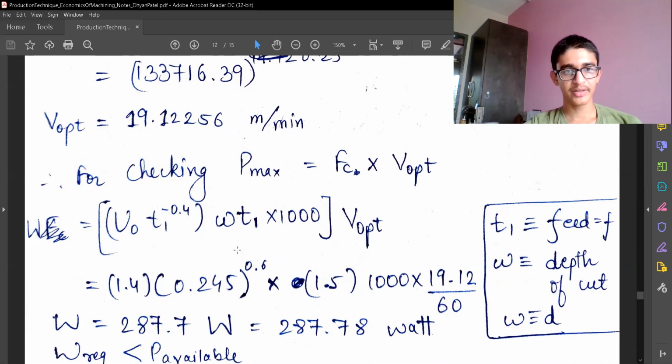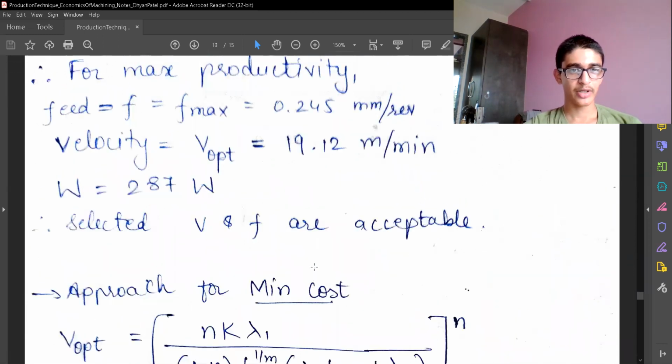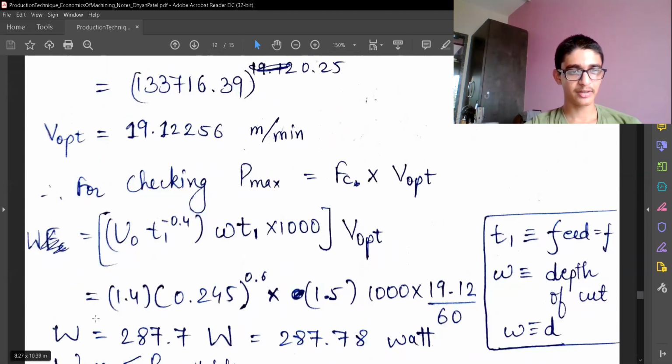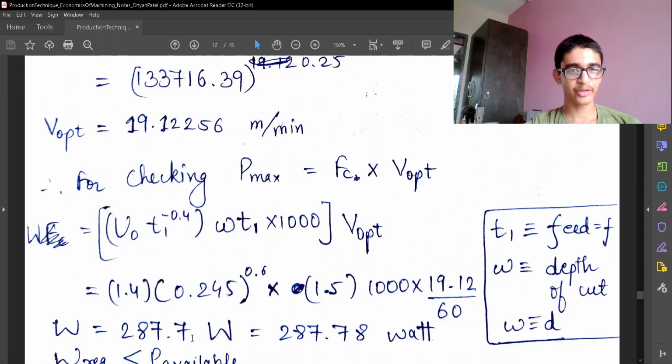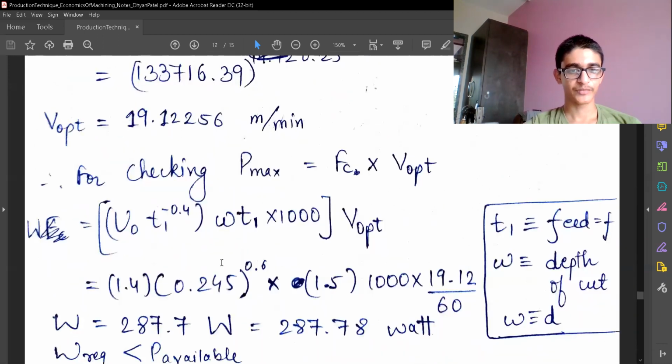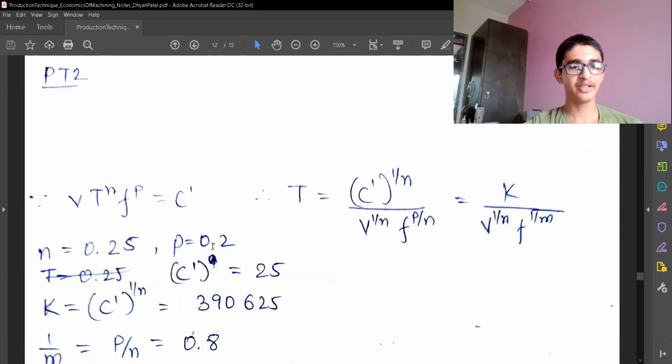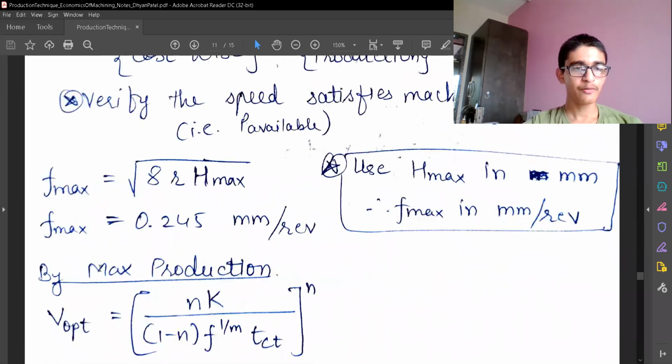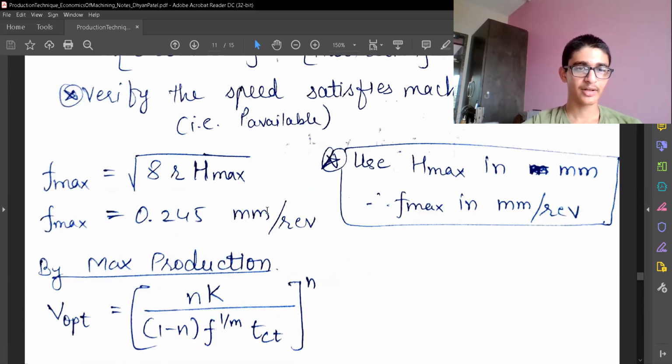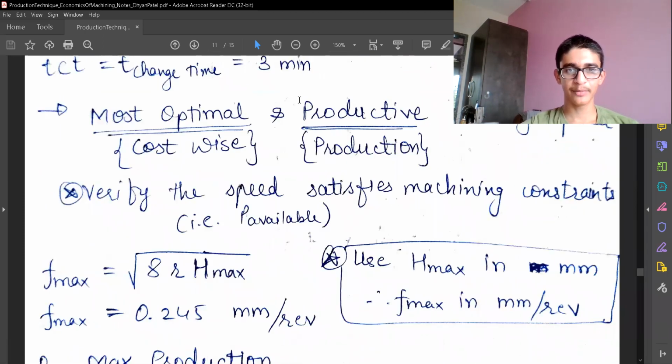All the things may not be given, so t1 is equivalent to feed f, and w is equivalent to depth of cut d. I have just substituted those things and got the power as 287.7. So we need 287 watts of power to do the machining, but we are given 600 watts in the question. That means the maximum power available is enough to do the machining for achieving maximum production. So that is the first part, to maximize the production.